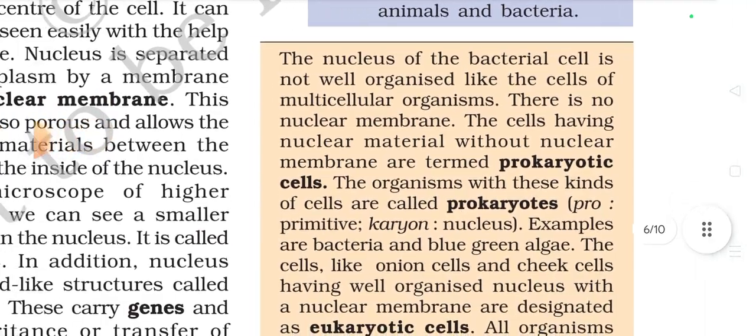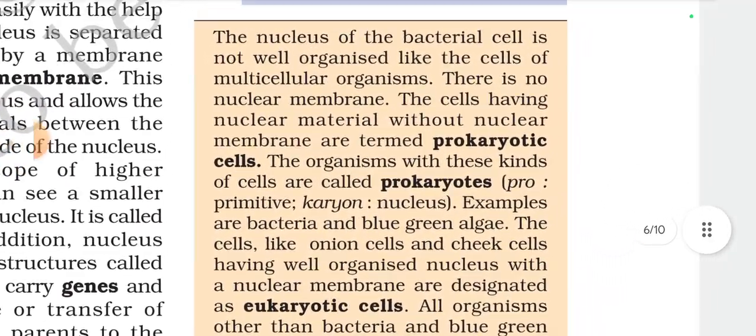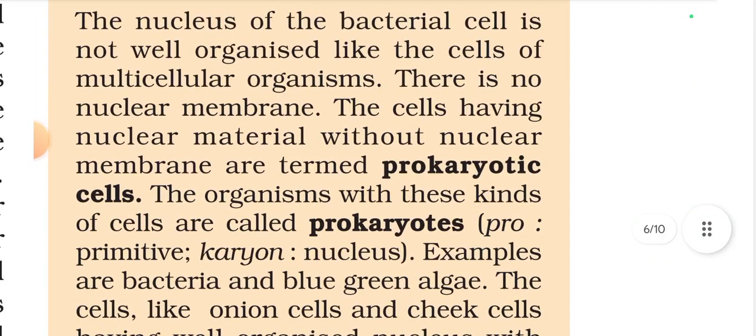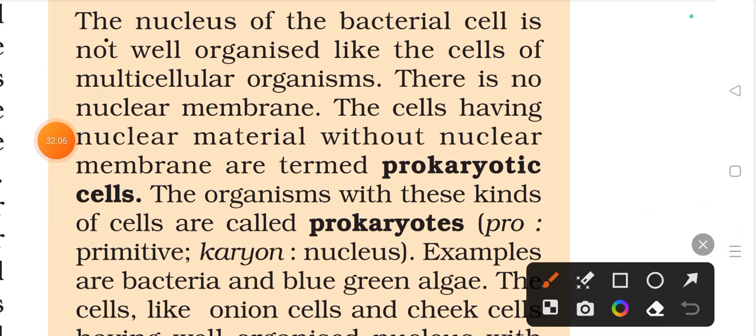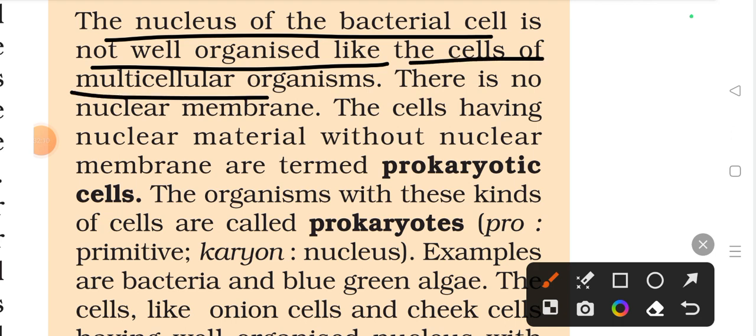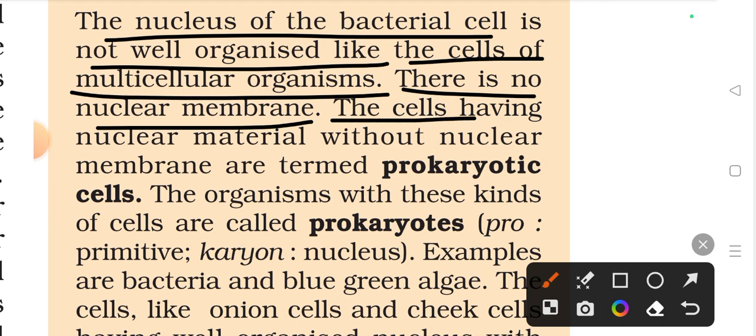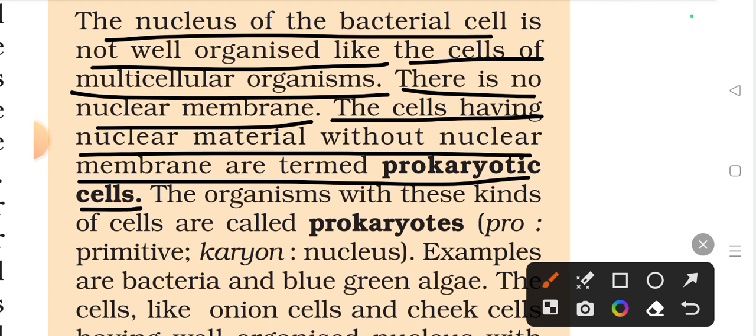Next, the nucleus of a bacterial cell is not well organized like the cells of a multicellular organism. There is no nuclear membrane. The cell having nuclear material without a nuclear membrane is termed a prokaryotic cell. What is a prokaryotic cell? A prokaryotic cell is a cell which has a nucleus but not well defined. The nuclear membrane is not there.